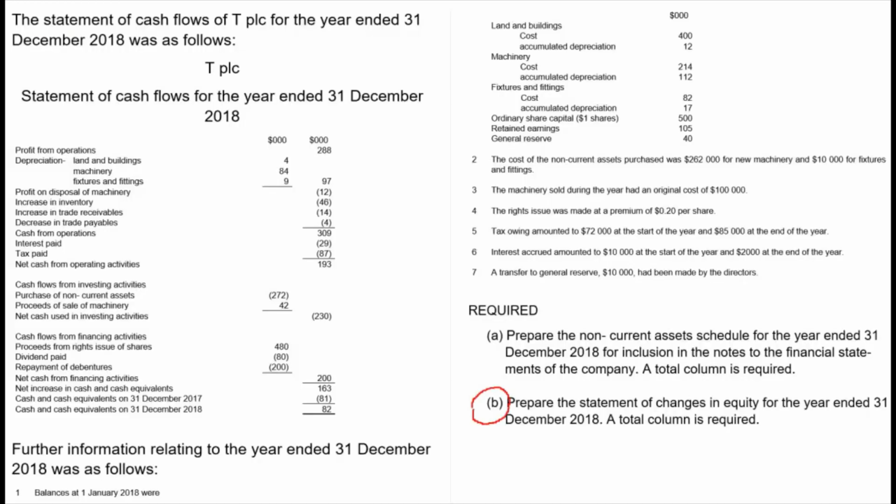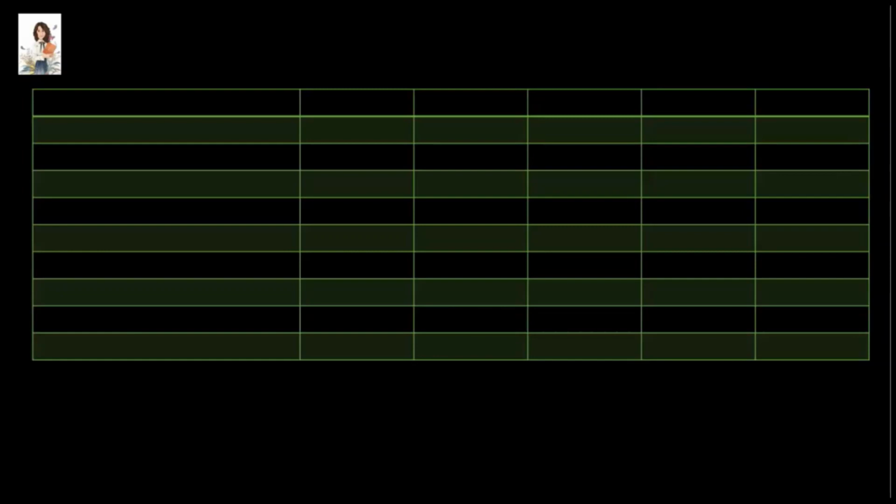We will now prepare the statement of changes in equity, part B of the question. Let us see which columns are required for the format. Ordinary share capital, retained earnings, and general reserve are given to us in the question. We are also given in point 4 that there was a rights issue made at a premium of $0.2 per share. So we will also need a share premium column. Let's label our table. Statement of changes in equity for the year ended 31st December 2018.